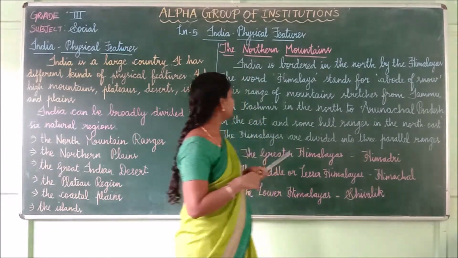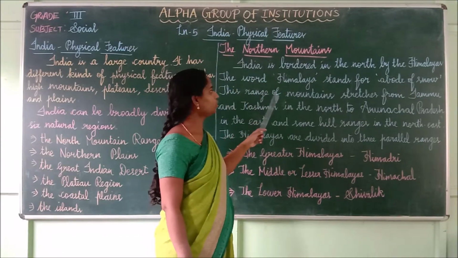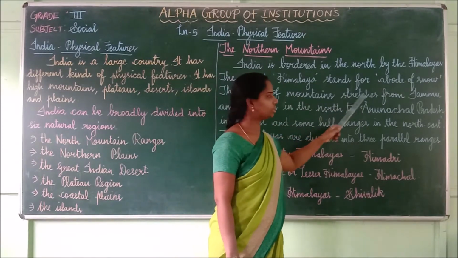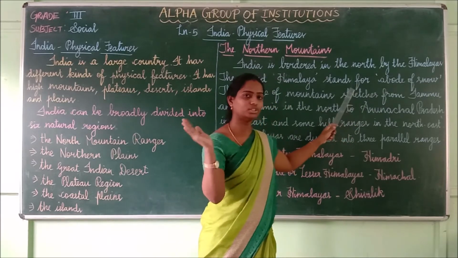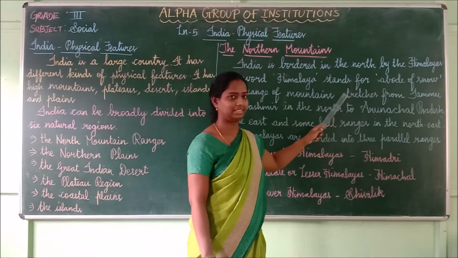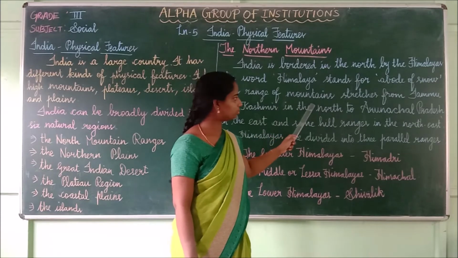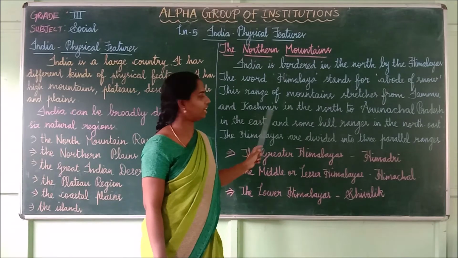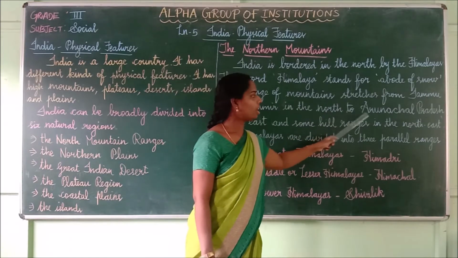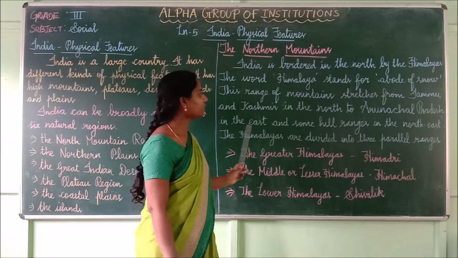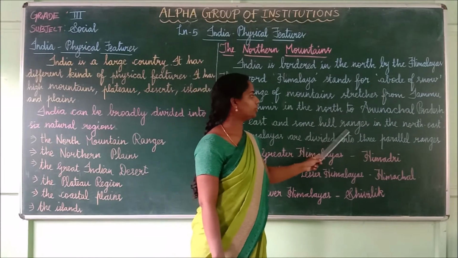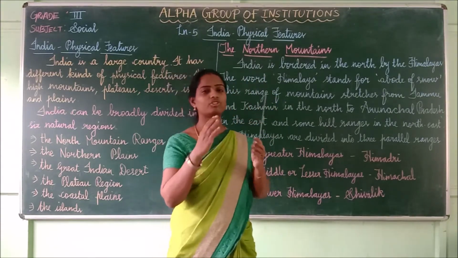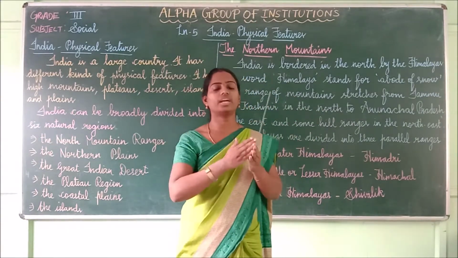Okay, children, and then the next point. This range of mountains stretches from Jammu and Kashmir in the north to Arunachal Pradesh in the east and some hill ranges in the northeast. You can see the range of mountains, which means which area they cover.